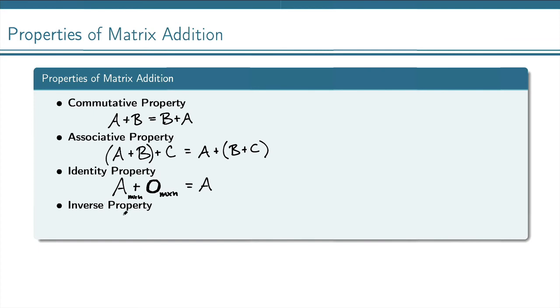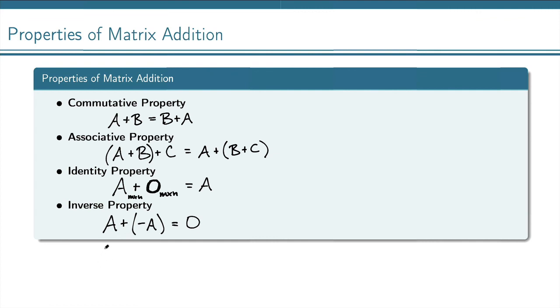And finally, there's the inverse property, which is that for each matrix A, there is a corresponding additive inverse, which we'll call negative A. And when you add that, you get the 0 matrix, that same identity matrix for that size.